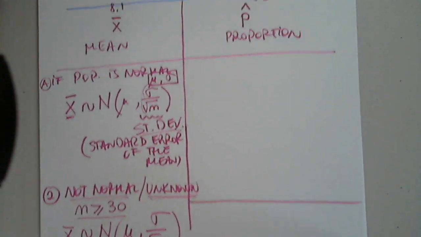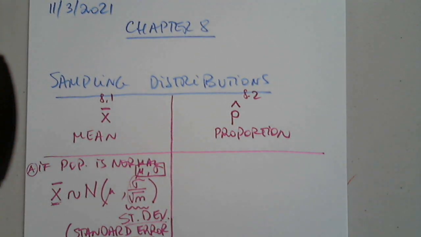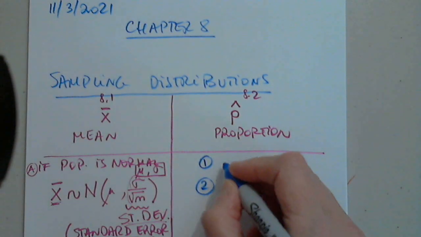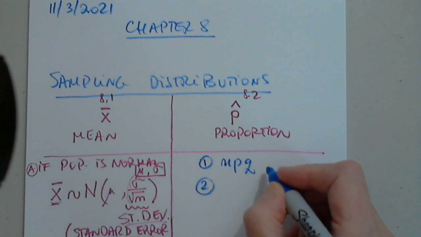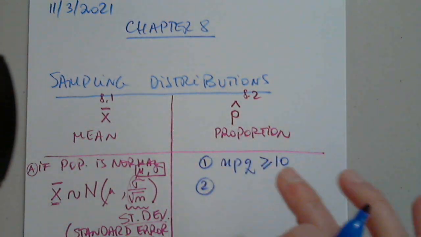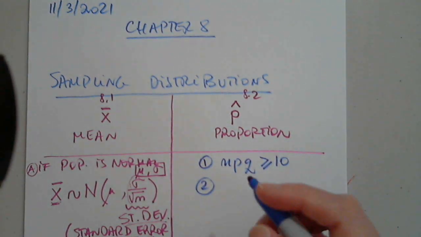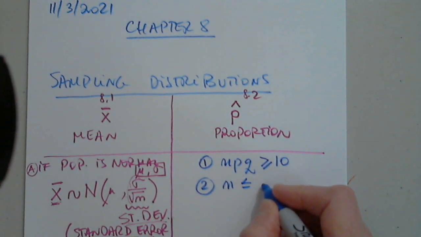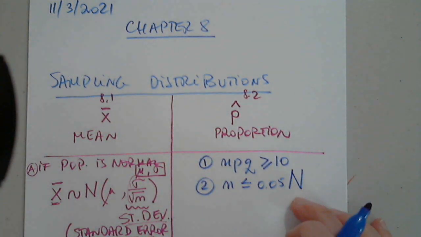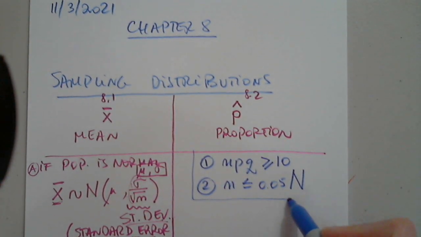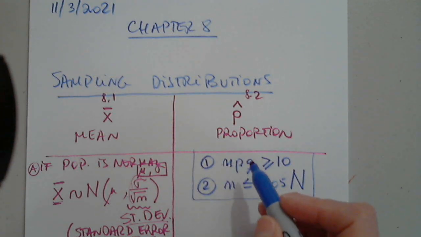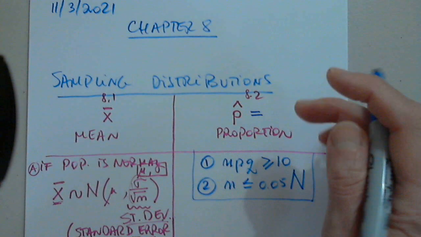Okay. Similarly, for proportions, there are two requirements. NPQ has to be greater than or equal to 10, I'll explain again. We've discussed what N and P and Q are. I'll explain again. And n has to be less than or equal to 5% of the uppercase N. So that's why I needed you to remember what these represent, right? n is the sample size. P is the proportion. So the proportion, what am I looking at here?